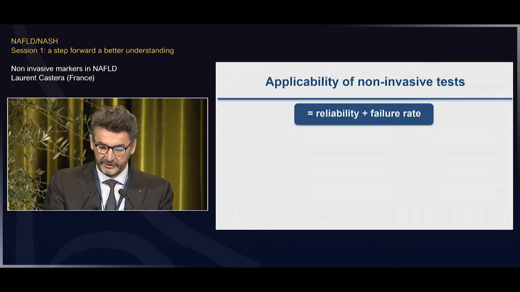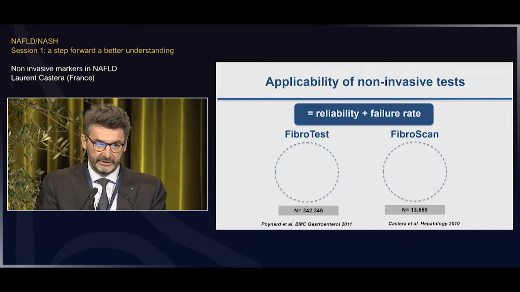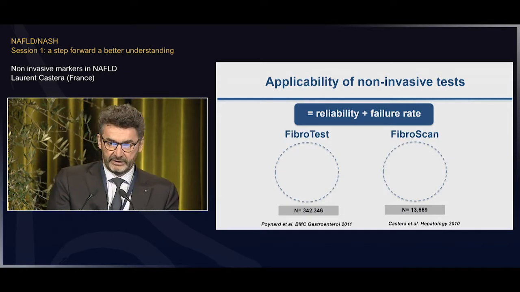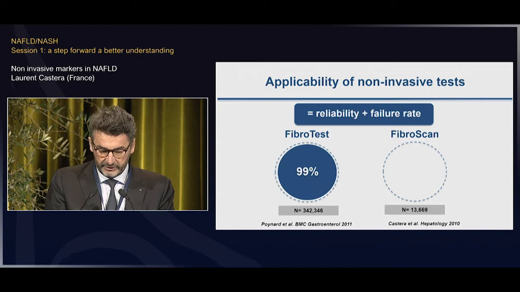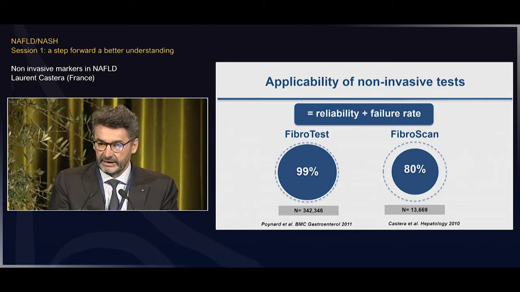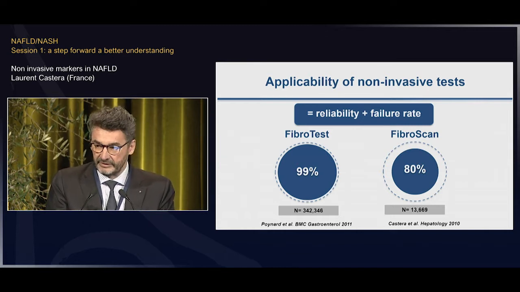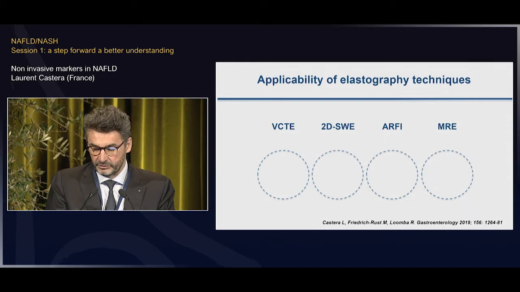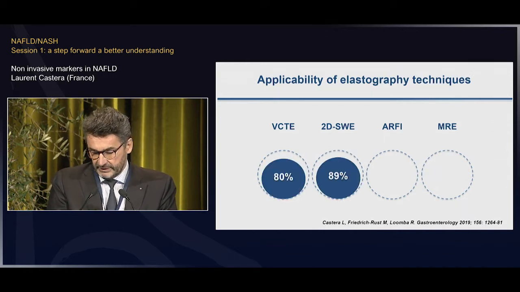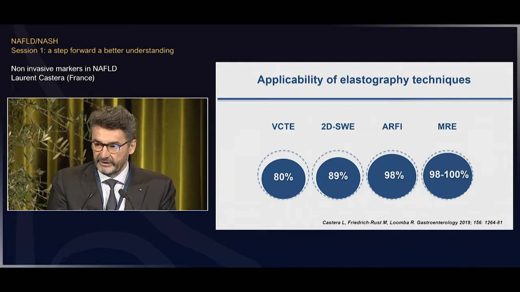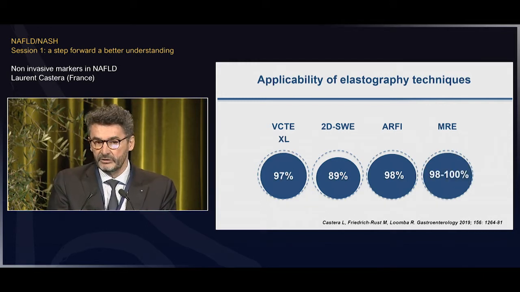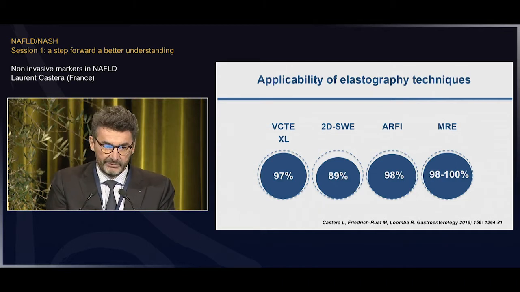Applicability also is important. It's reliability and failure rate. If you look, for instance, at the most widely used marker, FibroTest, and most biomarkers have very high applicability, whereas FibroScan has reduced applicability if you're not using the proper probe. If you look at the different elastography techniques, of course, MR elastography has high applicability, but if you're using the proper probe with transient elastography, then you increase the applicability.